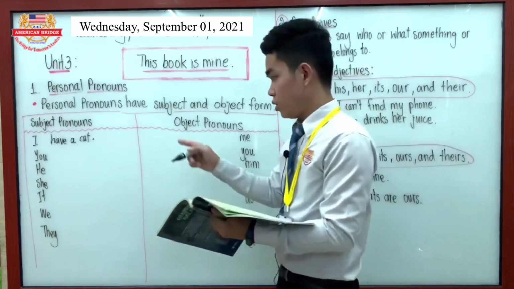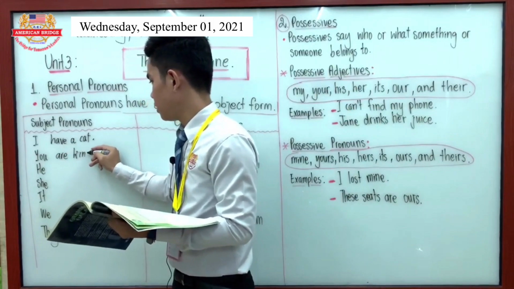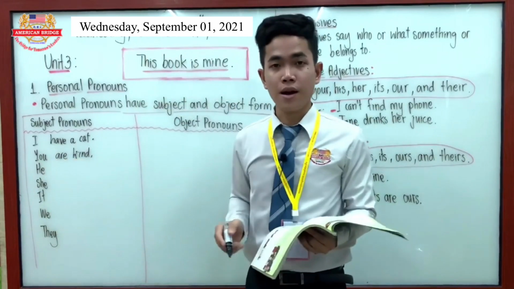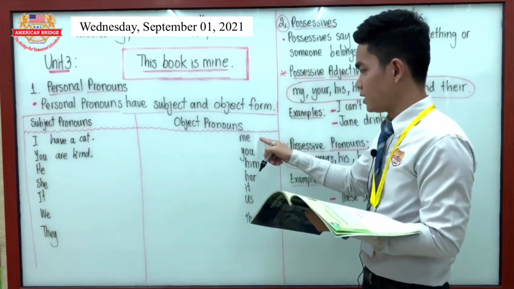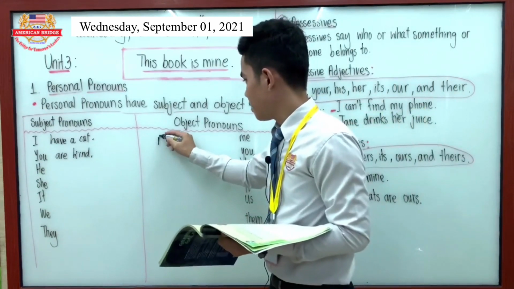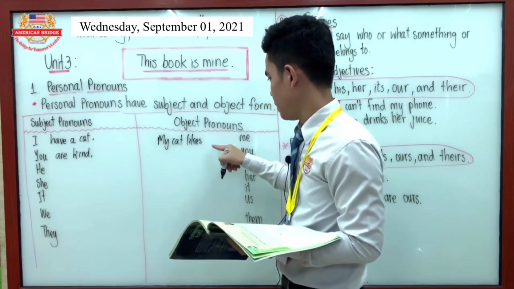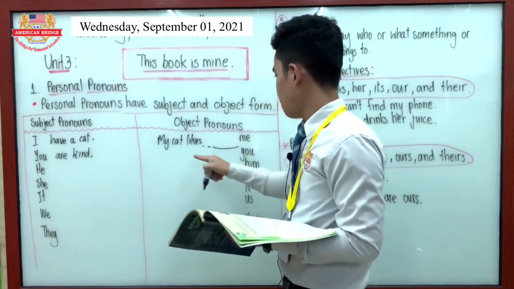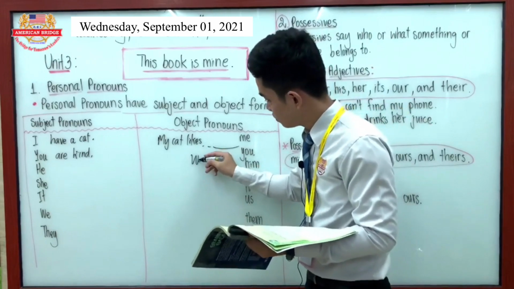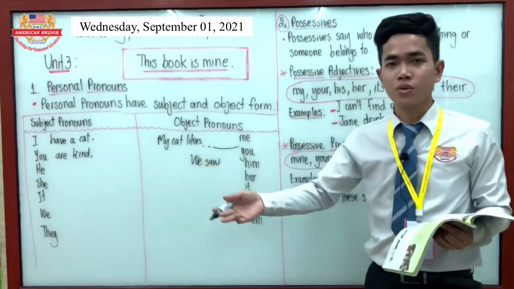Like, you are kind. We focus on the person here, right? You are kind. What about this part, everyone? Like me: my cat likes me. My cat likes me. What about you? We saw you. We saw who? We saw you.